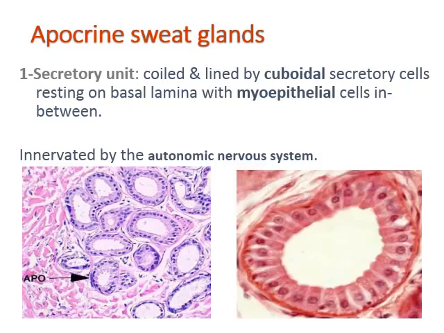Regarding the second type of sweat glands, apocrine sweat glands, they also have a secretory part or secretory unit, which is the acini, and a duct part or duct system. Regarding the secretory unit, it is coiled and lined by cuboidal secretory cells resting on a basal lamina, and it contains myoepithelial cells present in between the cuboidal cells. They are innervated by the autonomic nervous system.